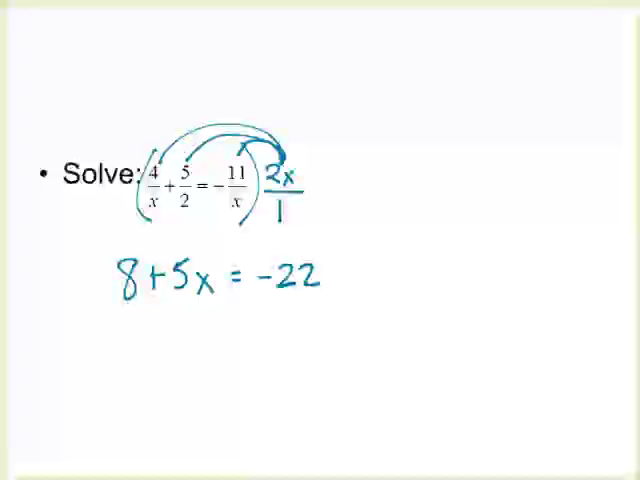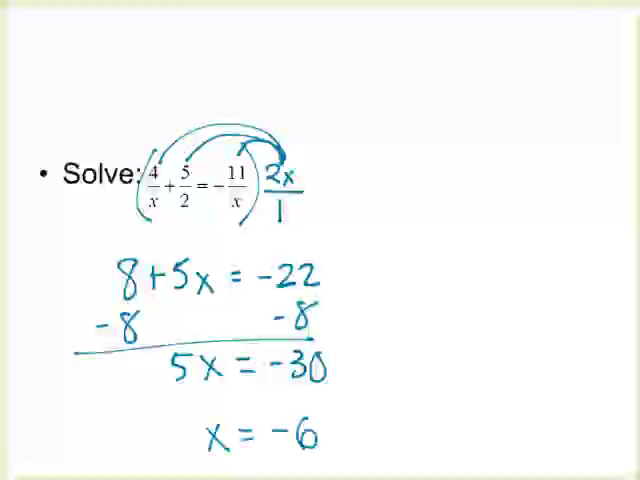So once we've multiplied by our least common denominator, we are going to be down to a linear or a quadratic equation, and then we can solve normally the way we've done before. So this is a linear, so what do I do next to solve? Subtract 8 on both sides. You get 5x is negative 30. And divide by 5 gives me x is negative 6.